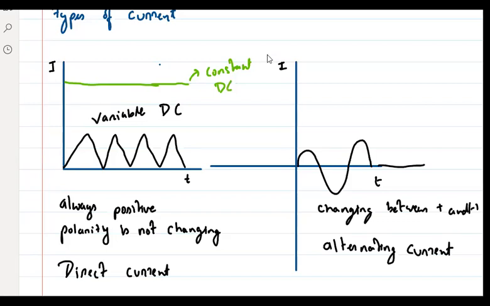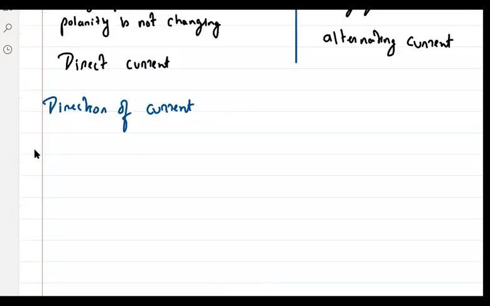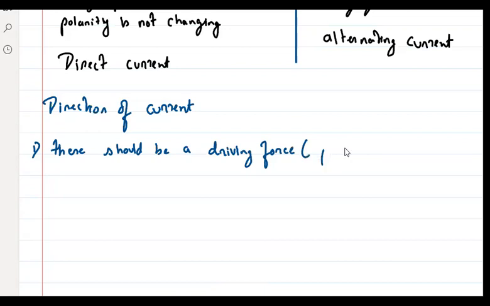Okay, now let us talk about the direction of current, something that we have already studied in 10th. For current to flow, we should have two conditions. What are the two conditions, sir? First condition is there should be a driving force. I hope all of you remember this. And here the driving force means potential difference.